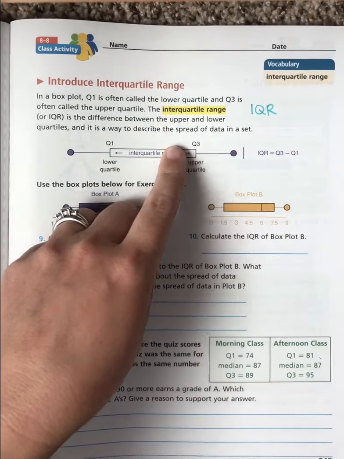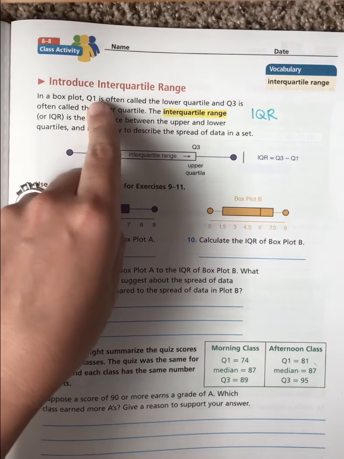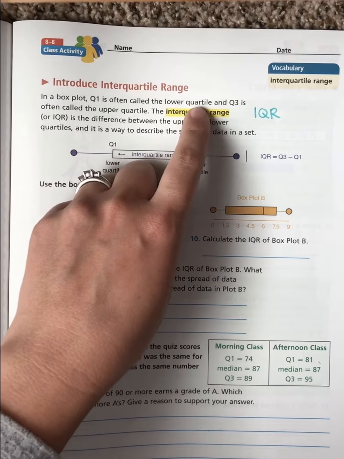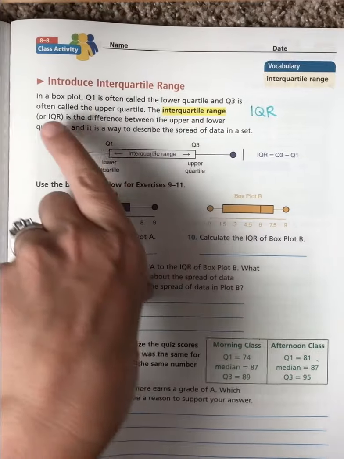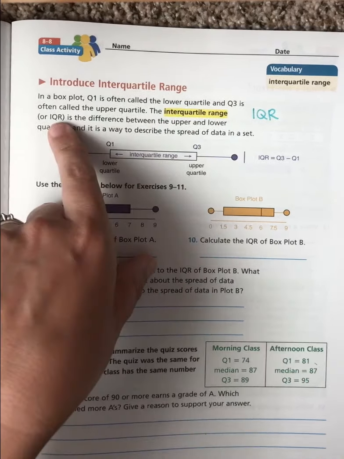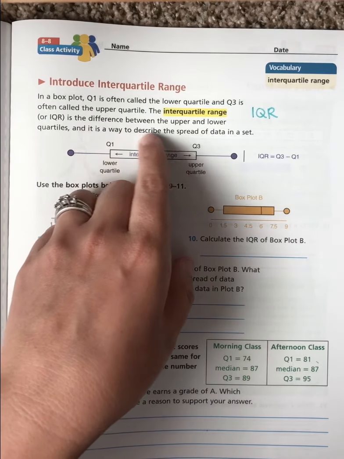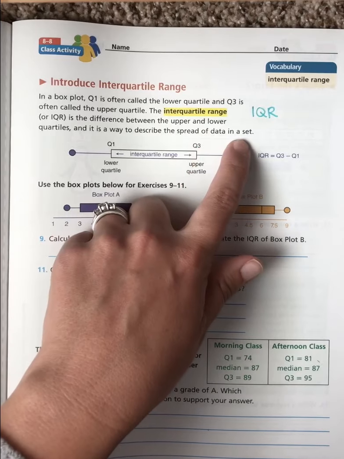interquartile range. So in a box plot, quartile 1 is often called the lower quartile, and quartile 3 is often called the upper quartile. The interquartile range, or the IQR, is the difference between the upper and lower quartiles, and it's a way to describe the spread of data in a set.